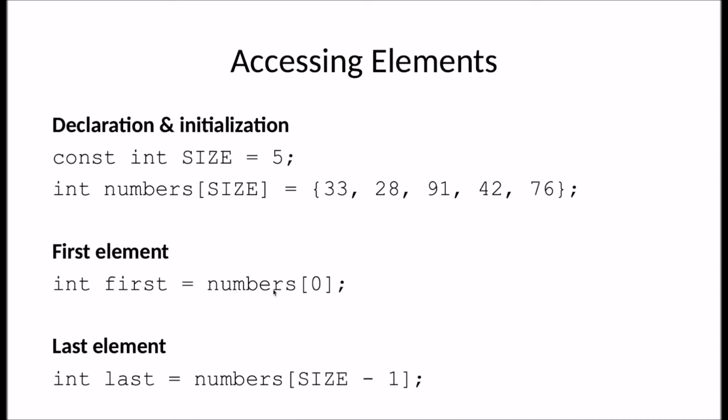Here you can see how I get the first element using the identifier followed by square brackets and 0, and how I get the last element using the constant that I declared above. So it will always be size minus 1. Don't fall in the trap of just using size. Remember, the index always starts at 0 and ends at size minus 1.